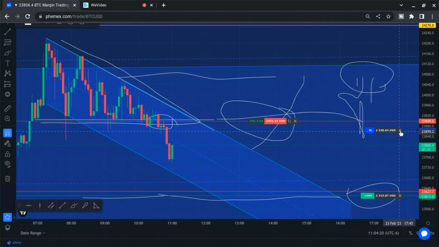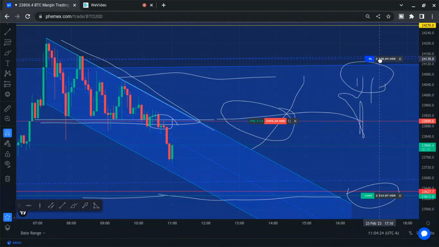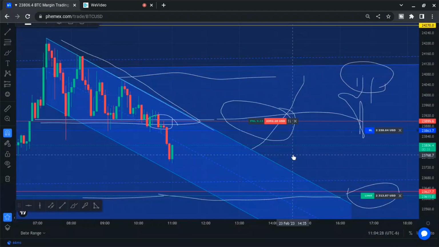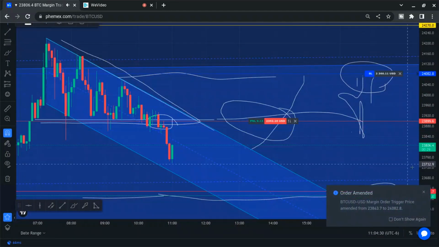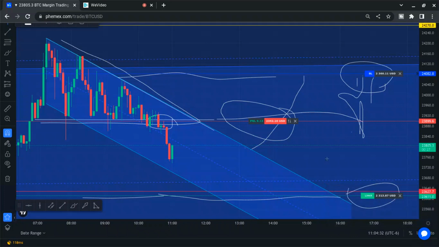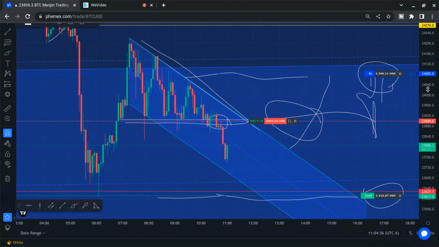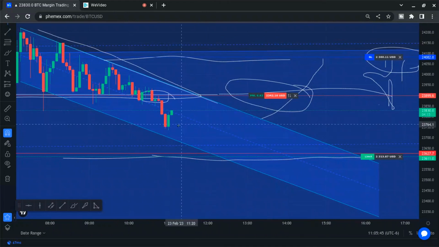But I'm actually just going to remove my stop loss. I don't want to give out bad information. I'm just going to put my stop loss back up here out of the range. I've become a big friend of stop loss orders. Big friend of stop loss orders. Okay, so now it's rebounding.